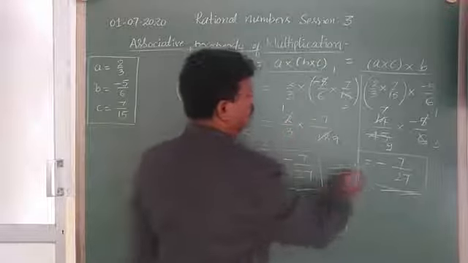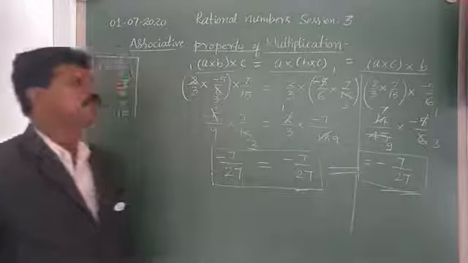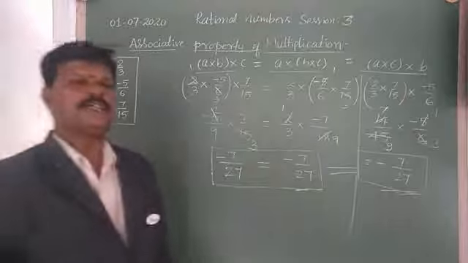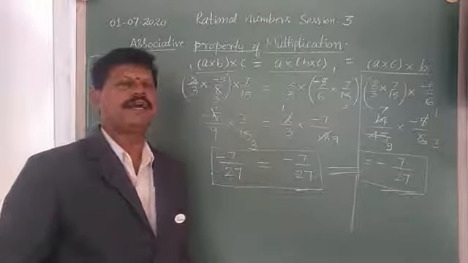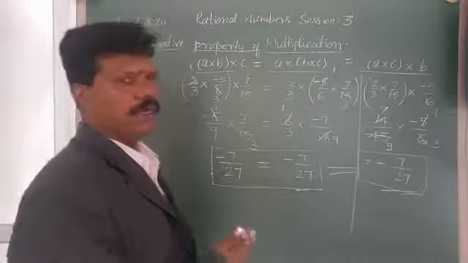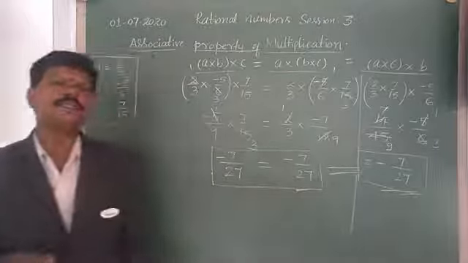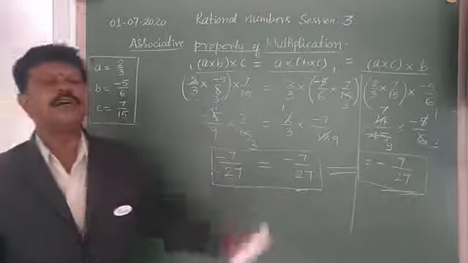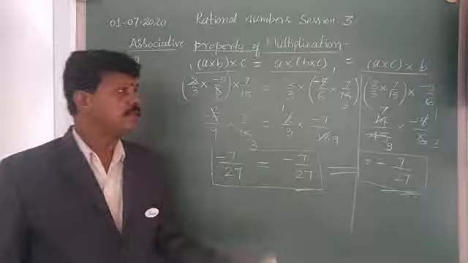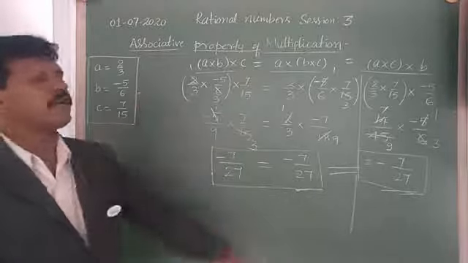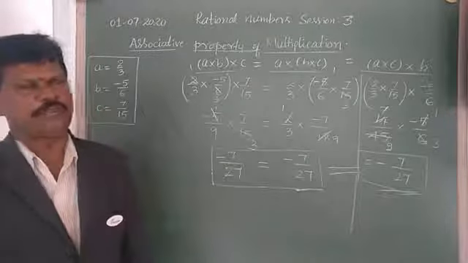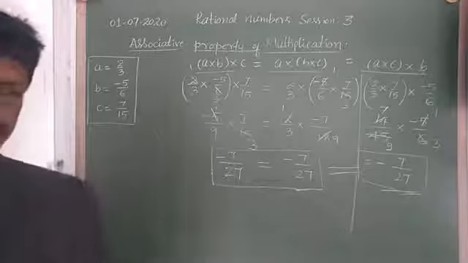So the answers are the same. That means grouping the given rational numbers in different ways and multiplying, we will get the same answer in all the groups. Clear? This is what the associative property of multiplication is. Understood?